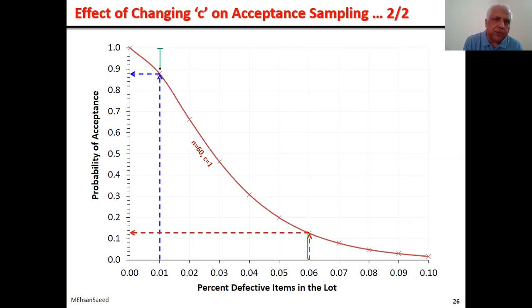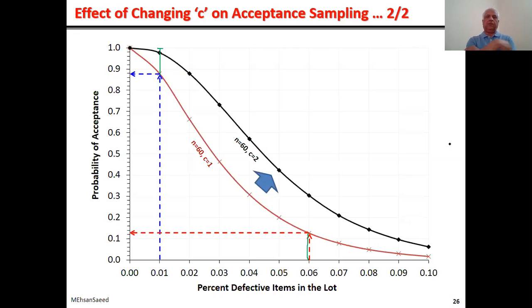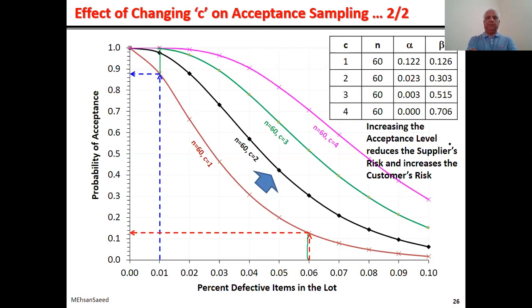And see what happens to these risks as the graph shifts, the OC curve shifts, for different values of C. And just watch. C is equal to 2, 3, 4. Let's take alpha risk. This risk was this much. With black, it has reduced to this much. With green, almost zero, and purple is absolutely zero.